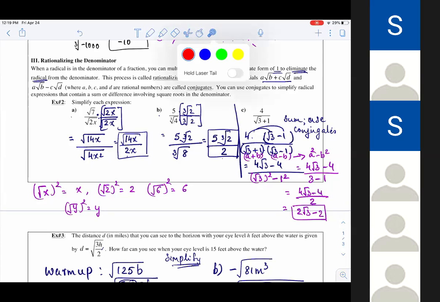And the last example, if you have sum of radicals, you're going to multiply the top and bottom by the conjugate and then do the problem.